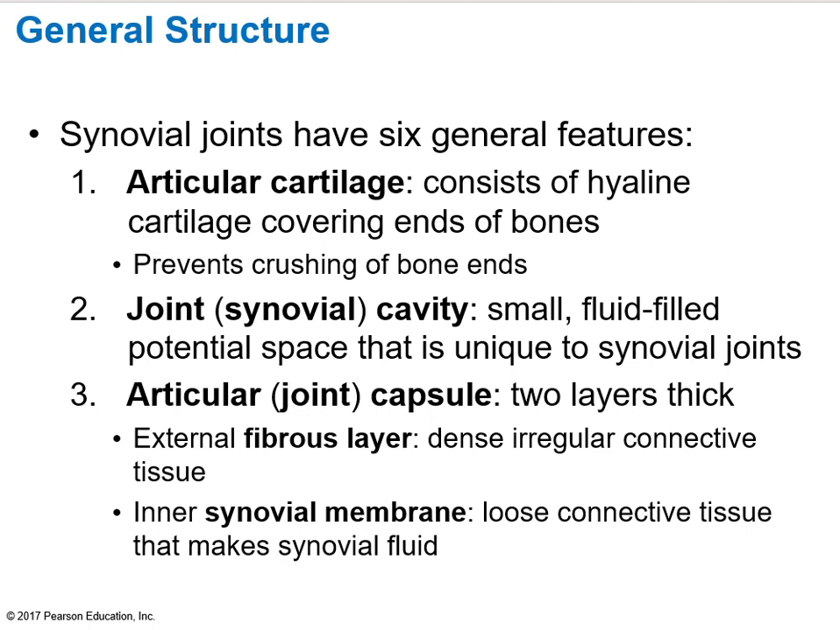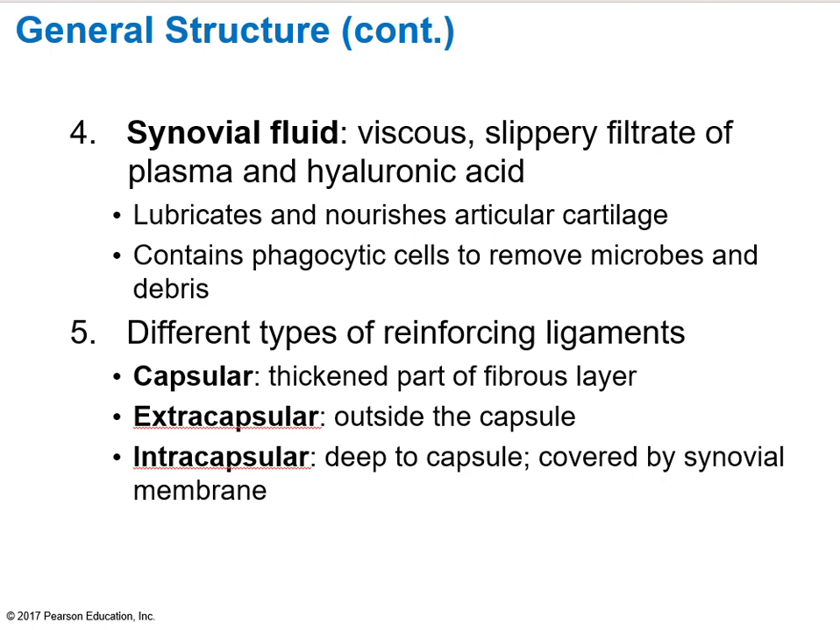Both the fibrous and synovial membrane, or the external and inner layers of the articular or joint capsule, are going to be well vascularized. They're going to have blood vessels. But other parts of a joint, whether it be fibrous or cartilaginous or synovial, are not going to be as well vascularized. The synovial fluid is a slippery fluid. It's made up of quite a lot of plasma, which is mostly water, and hyaluronic acid, which can hold on to that water, and it's there to lubricate and nourish the articular cartilage. It also contains phagocytic cells that can remove microbes and debris.